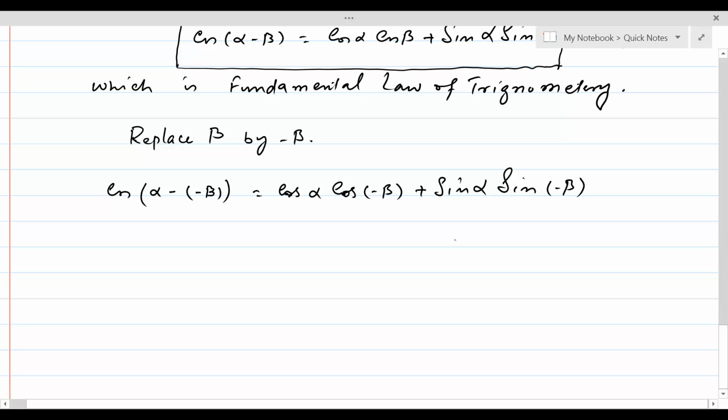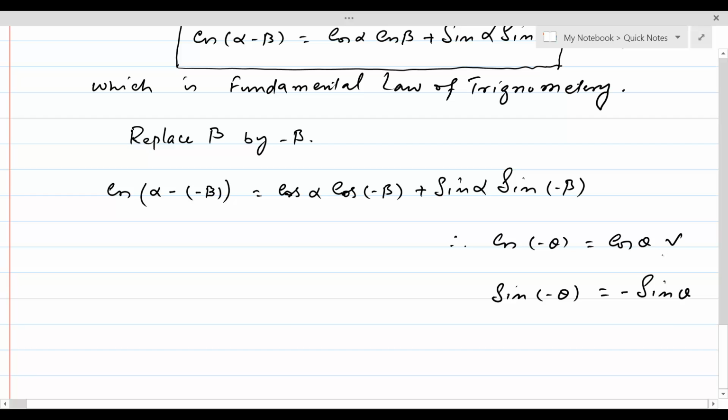And since cos theta is an even function and sine theta is an odd function, it means cos of minus theta is equal to cos theta, but sine of minus theta is equal to minus sine theta.